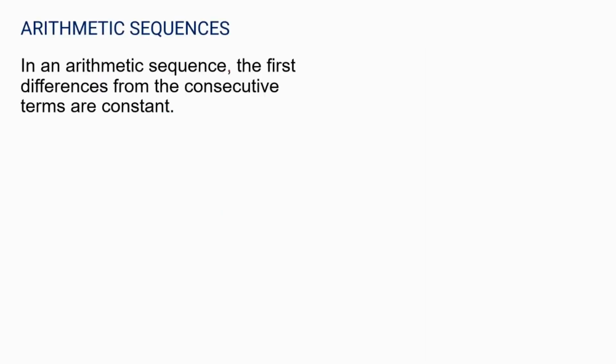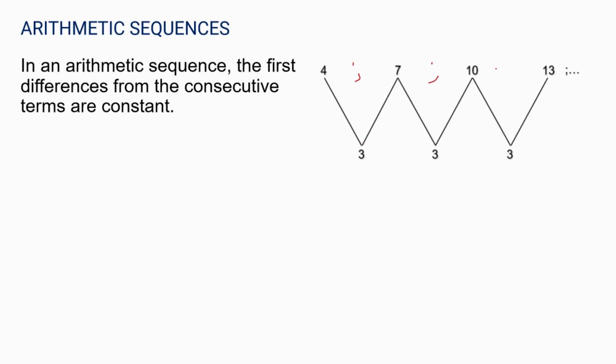In an arithmetic sequence, the first differences between consecutive terms are constant. For example, if we have these terms 4, 7, 10, 13, the difference between 7 and 4 is 3. The difference between 10 and 7 is 3. The difference between 13 and 10 is 3. Right? So the differences between the consecutive terms are constant. They're just the same, or you can say common.